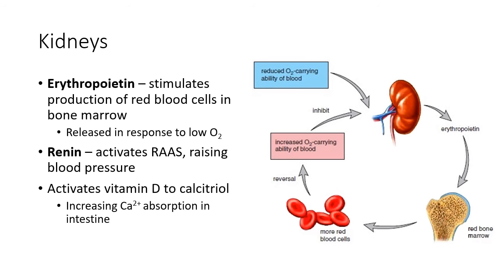In general, if your oxygen levels go down, then the kidneys will start releasing erythropoietin. Then your bone marrow will make more red blood cells, and the ability of your blood to carry oxygen will increase, and your oxygen levels will increase.